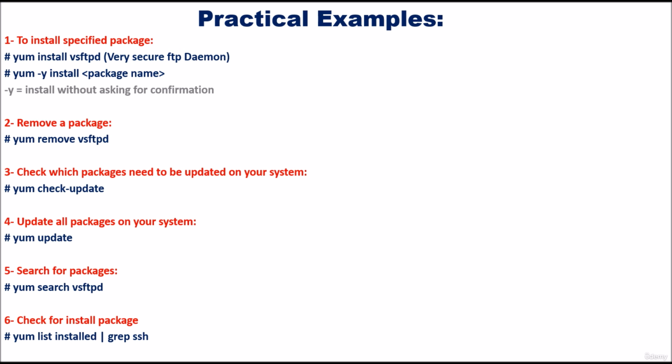Let's look at some practical examples. To install a specific package, we're going to run that through the terminal and see how that works. We will also remove a package. We will also check which packages need to be updated on your system. We will update all packages on your system. We will also search for packages. We will also check for installed packages. So let's get started. Let me bring up the terminal.